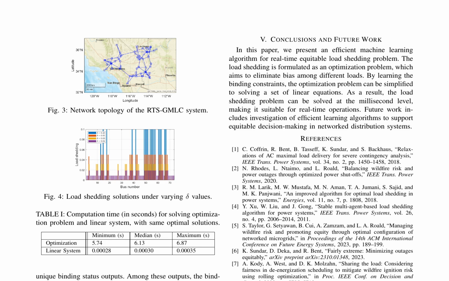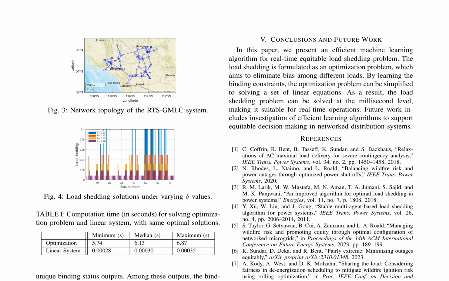The paper presents a machine learning algorithm for real-time equitable load shedding in power distribution systems. It formulates the load shedding problem as an optimization problem, aiming to eliminate bias among different loads. By learning the binding constraints, the optimization problem is simplified to solving a set of linear equations. This approach enables efficient and accurate decision-making in real-time operations.